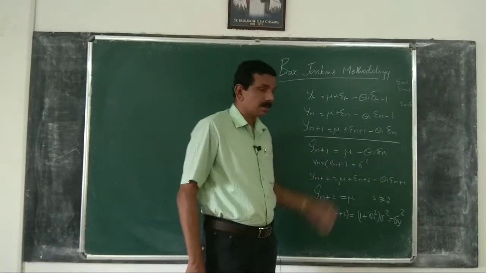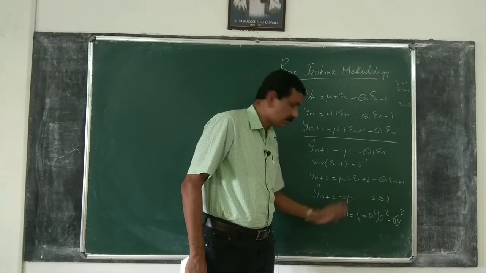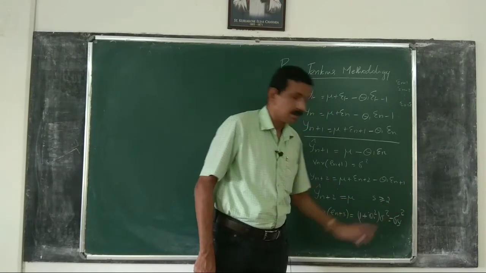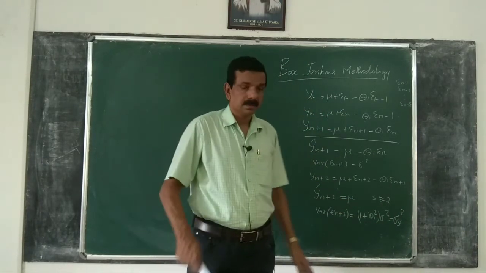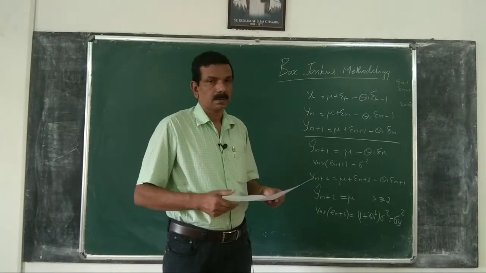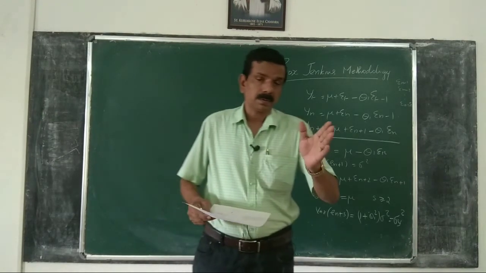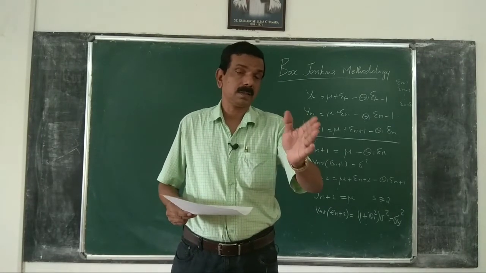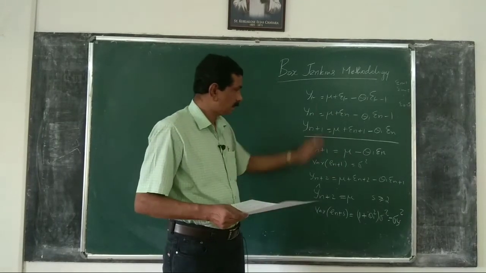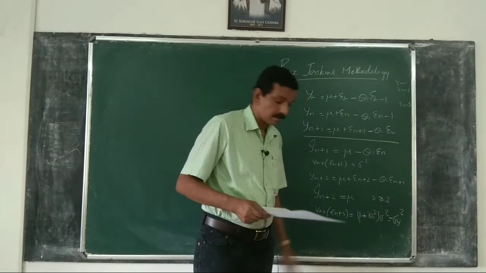So as the forecast horizon increases, the forecast approaches the mean mu, and the forecast error variance approaches the variance of the series. In the case of AR1, the forecast approaches the mean and the forecast error variance approaches the variance of y. In the case of MA1 also, the forecast approaches mu and the forecast error variance approaches the variance of y.